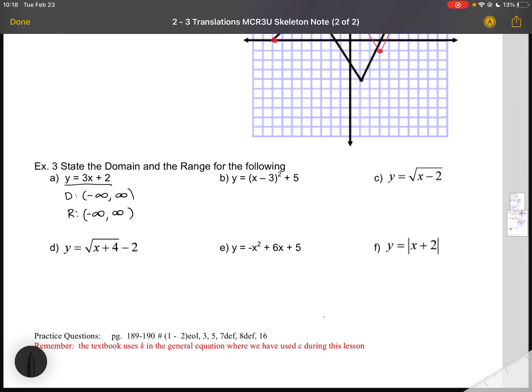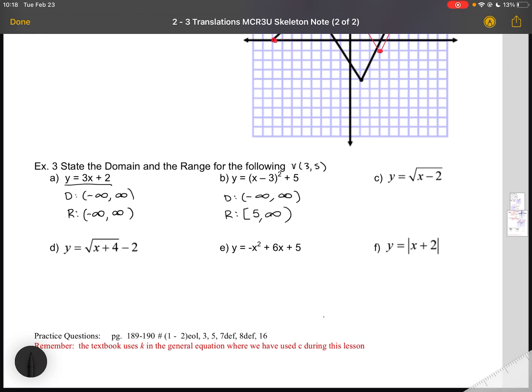For b, now I've got a parabola, and I know that my vertex is at 3, 5, and my parabola is opening up. So my domain for a parabola is always all real numbers, minus infinity to positive infinity. But my range is just going to start at the y-coordinate of the vertex. And then continue on to positive infinity, because in this case, our parabola opens up.